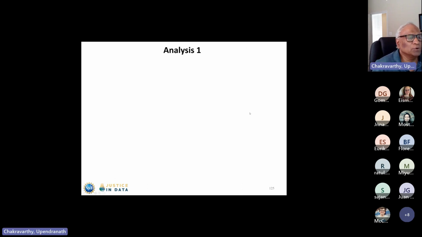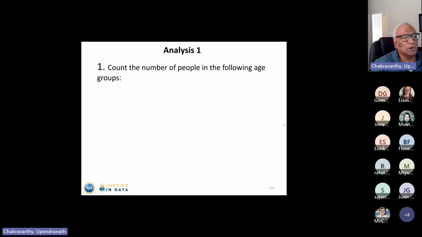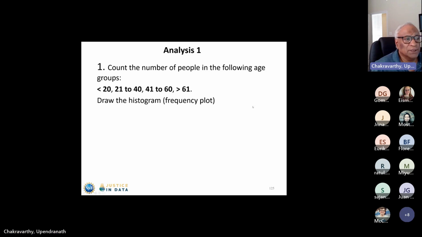So what I asked them to do was to do two or three kinds of analysis. One was they count the number of people in the following groups: age less than 20, 21 to 40, 41 to 60, just to find the kind of age groups and the population among these age groups from the data that is given. Draw the histogram to understand it.